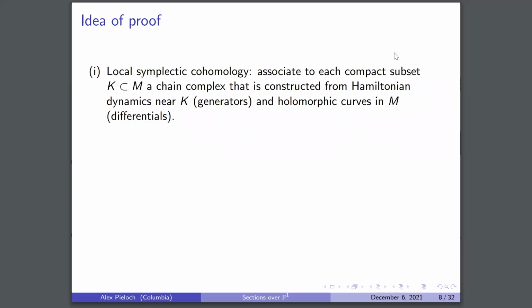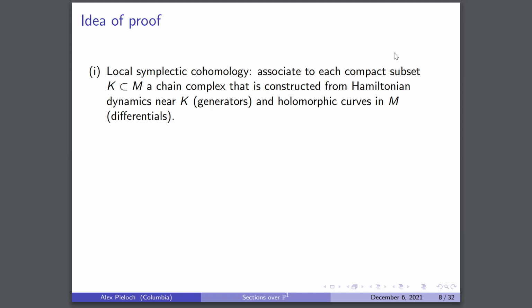Okay, so maybe I will give now the very, very high level idea of what the proof is before I go into any of the gory details. As I mentioned, we use this invariant called local symplectic cohomology. The idea is that for every single compact subset of a convex symplectic domain, we're going to associate a chain complex. We construct the generators of this chain complex from the Hamiltonian dynamics near our compact subset.